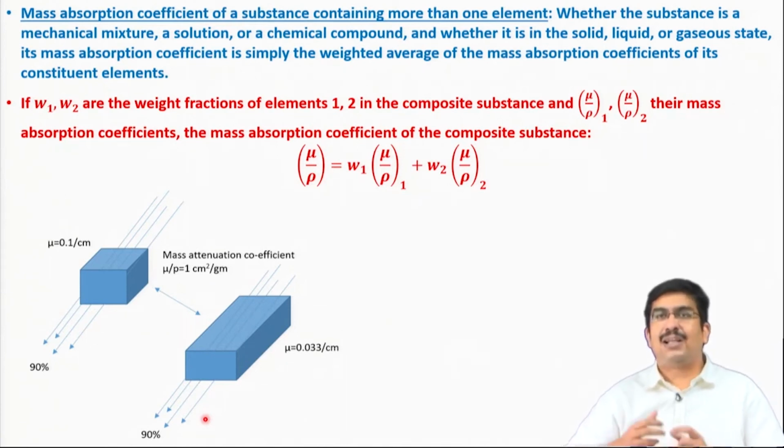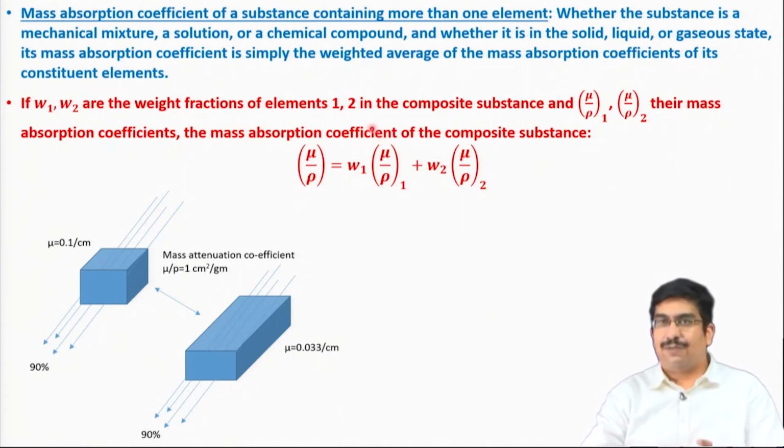You have a mechanical mixture, let us say an alloy of any sort, any iron based alloy, ferrous alloy or so, or you have a chemical compound, you take any of these polymers, you take water for example, whatever, and whether that is a composite or mechanical mixture or solution or alloy, whatever state it exists, solid, liquid, gas, the mass absorption coefficient is the weighted average of mass absorption coefficients of its constituent elements. So, if you consider for example, W1 and W2 are the weight fractions of two elements.